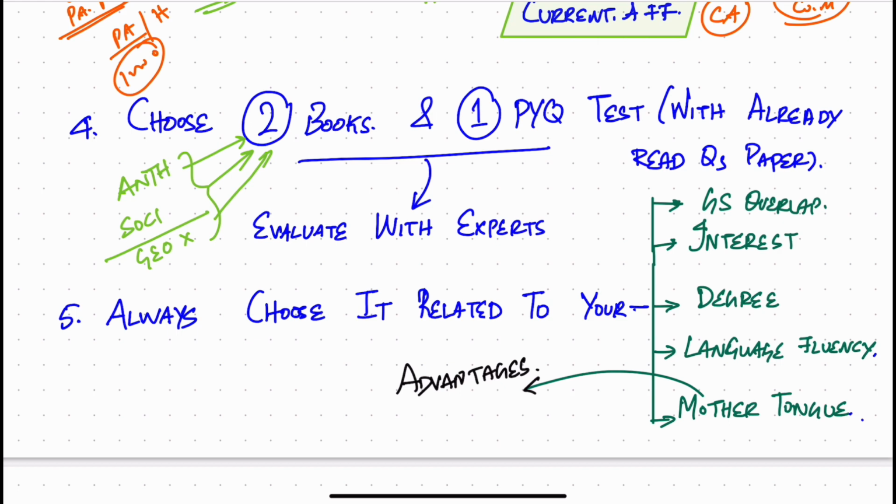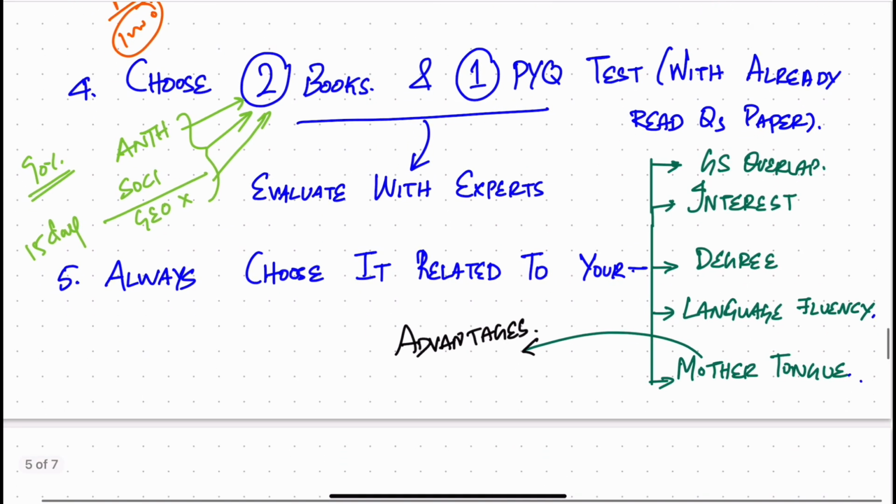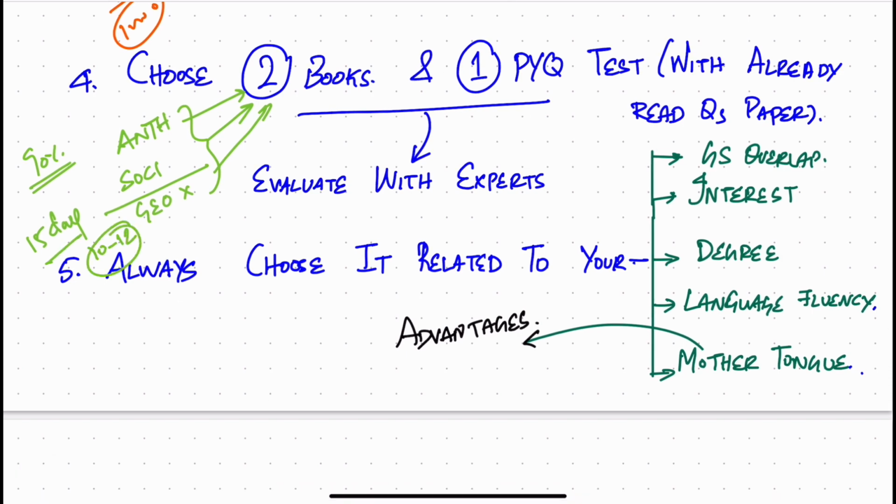If you don't choose an optional, you should not write mains next year. I can give 90% guarantee on that. I think you already have something in your mind. But if you are blank about the optional, you should work harder next month. Give 15 days to choose the optional, daily 10 to 12 hours, and choose it perfectly.